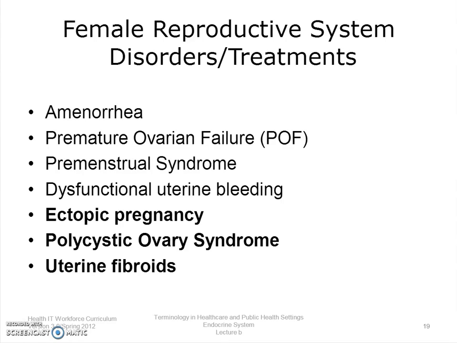Uterine fibroids are the most common non-cancerous tumors in women of childbearing ages. Treatment can include medications for pain relief, but in some cases, surgical removal of the fibroids may be indicated.